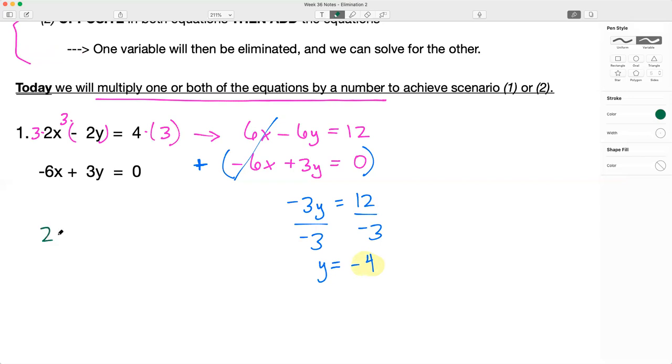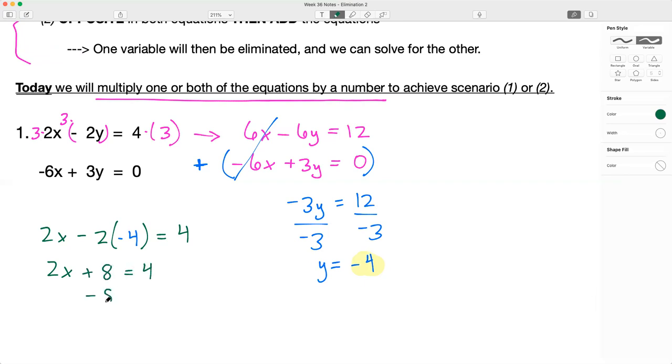So I'm going to go 2x minus 2, and then that'll be where my y goes, right there, equals 4. So I'm going to plug in my y, and it's going to be a blue y because it was blue over here. So -4. Okay, so now 2x minus 2 times -4 is a positive 8 equals 4.